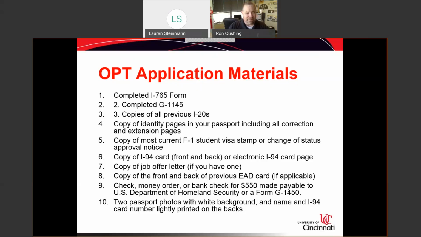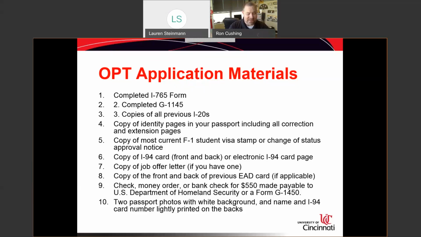You're going to have to include copies of all of your previous I-20 documents. You're going to need to send us a copy of your passport page with your picture and expiration date. If your F1 visa stamp is still valid, you can send us a copy of that, although it's not required and it is optional. Your I-94 card is required, and you need to download that from the electronic I-94 card system. If you do have a job offer letter, it doesn't hurt to attach it to the request, but it is not required to apply.